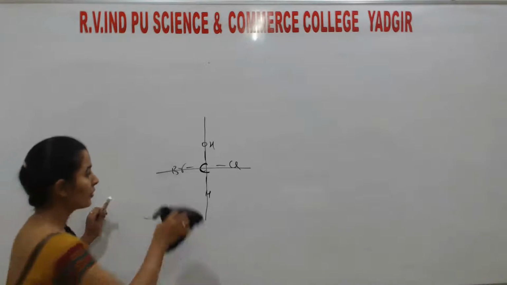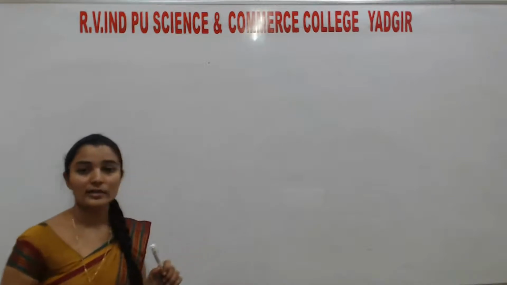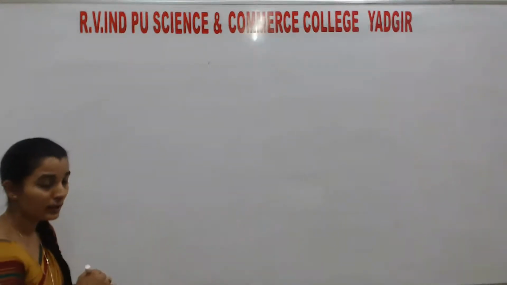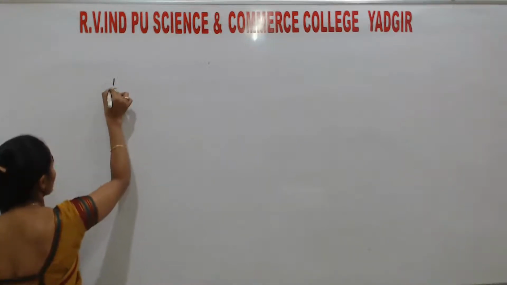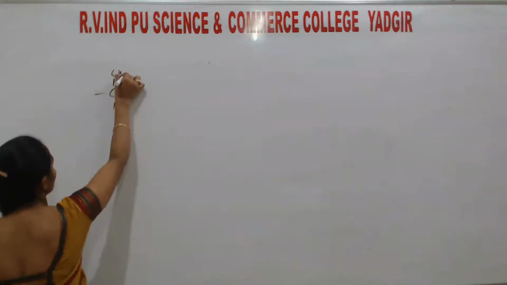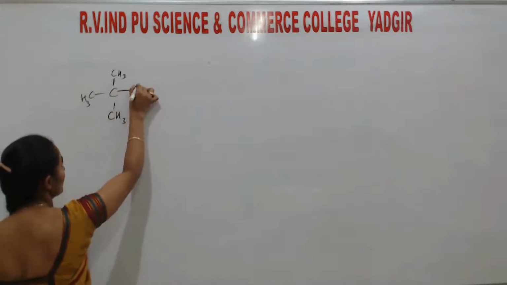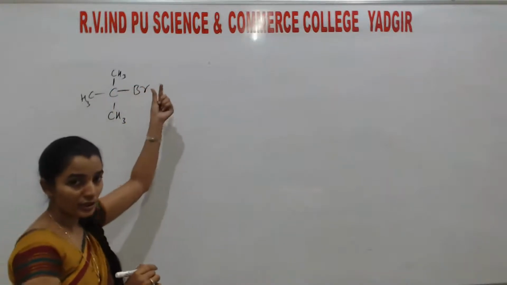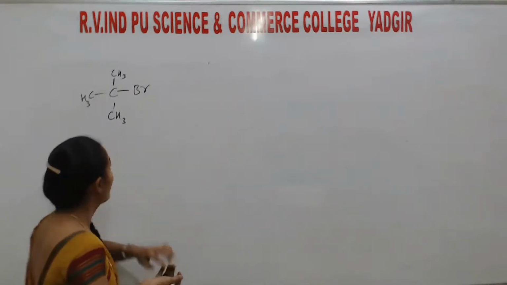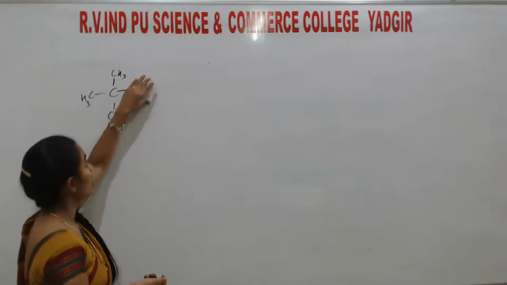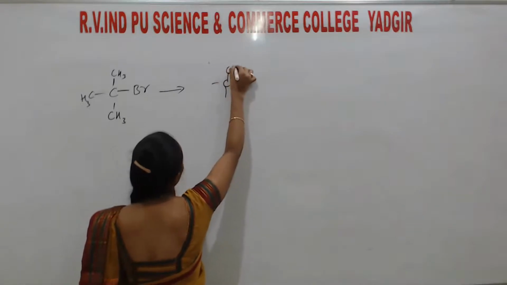Due to the asymmetry of the carbon atom, the SN1 and SN2 mechanisms show racemic mixtures. Listen. As I told you, take a tertiary carbocation with CH3 groups. Here Br is there. When it is treated with aqueous KOH, they form alcohol. So when Br detaches, what happens? It forms a carbocation.